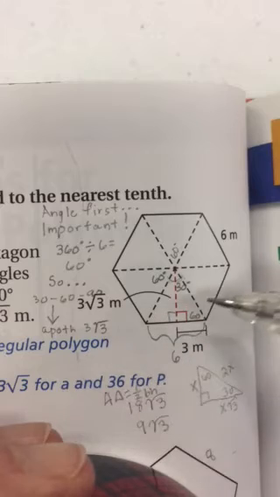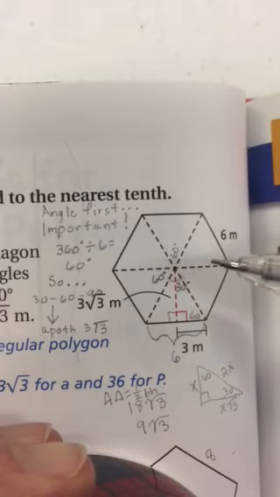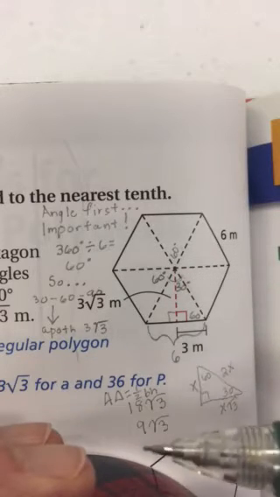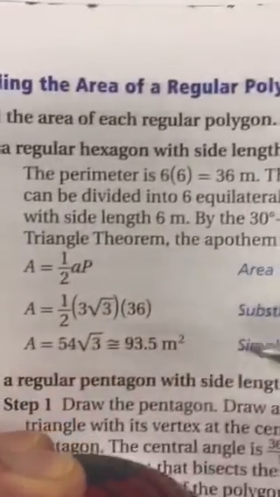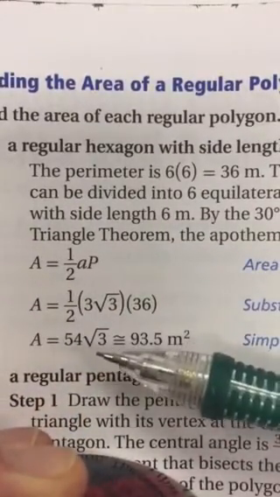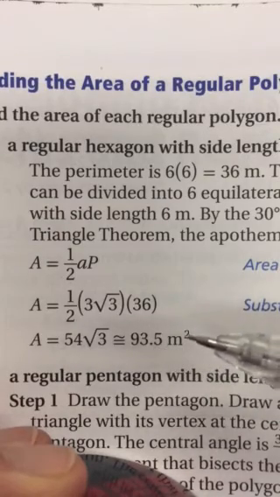And now to find the area of the whole polygon, we must multiply it by how many triangles there are in the polygon, or how many sides there are. So 9 radical 3 times 6 is going to be 54 radical 3. And we plug that into the calculator and find out that is 93.5 meters squared.